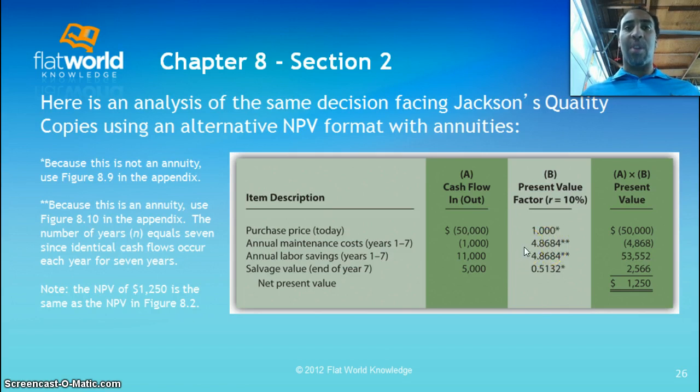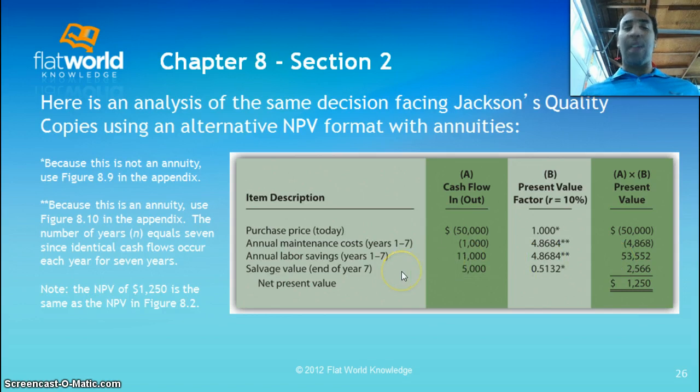So I want you to pause the video and go back and check out the annuity table and say 10%, and then start coming vertically down the line, and then you'll see 4.8684 for the 7 years, right? So you multiply those two, you get negative 4,868. Right? And why is it negative? Because maintenance costs us money going out the door, right? And then the annual labor savings is 11,000, and you multiply that by the same amount because it's still 7 years, right? So multiply by that and you get 53,552.